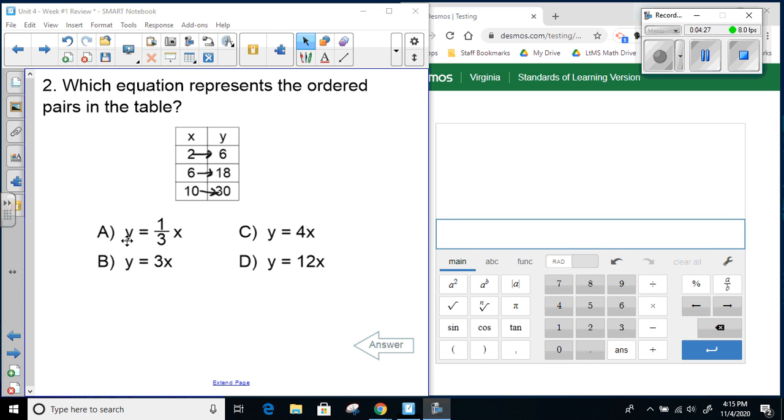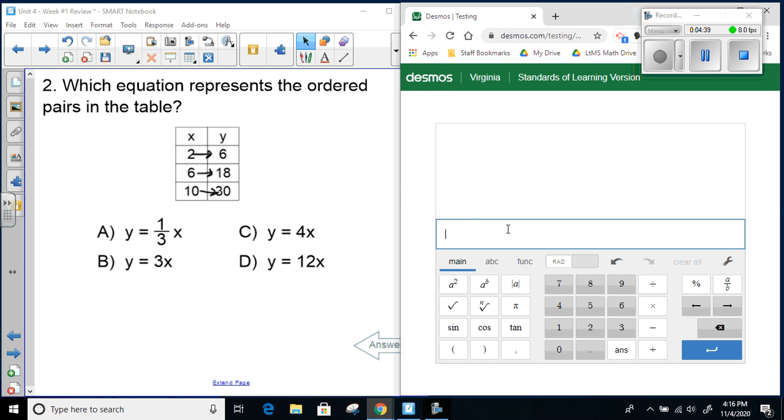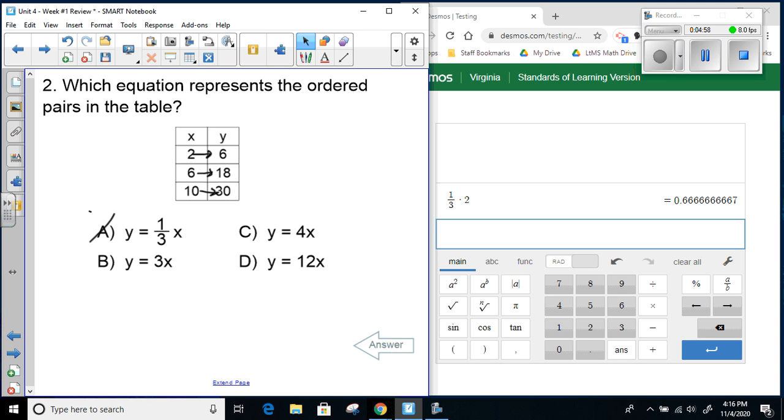So the first equation A says y equals 1/3 times x. My first x value is 2. So when I do 1/3 times x, or 1/3 times 2, I want my answer to be 6. So let's see if that works. So we type in 1/3, and I'm going to multiply it by my x value, which is 2. And I want my answer to be 6. My answer was not 6, so that means that A is not a good choice because 1/3 times x did not give me y. Let's check B.